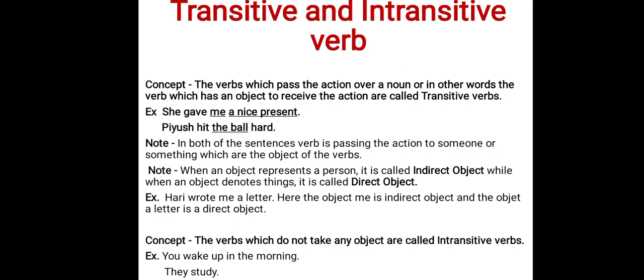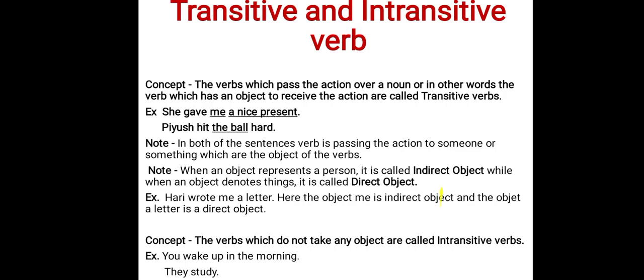Now let us move to intransitive verb. Intransitive verbs are the verbs which do not take any object. They are without object. They may have other words, but they don't have any object. They are usually the verbs denoting a state of being, possession. They may be action verbs also.